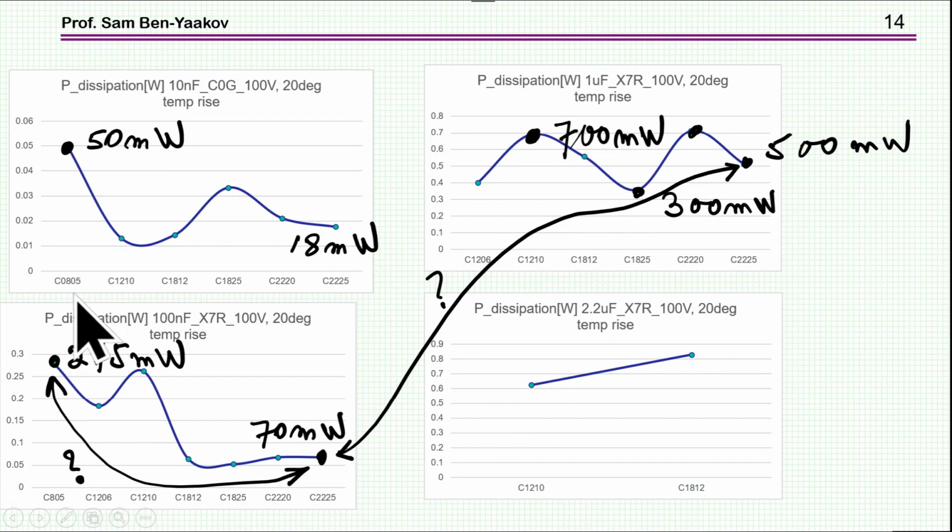So we see that for the smaller size, we can dissipate 50 milliwatts for the 20 degree rise, while for the larger size, only 18. Also, I would have thought that this would be the other way around, but this is a much larger area, so you can dissipate more power for the same temperature rise. Same thing, you see it here. The smaller size package can dissipate more power than the larger size package. Okay, it's a factor of 4.